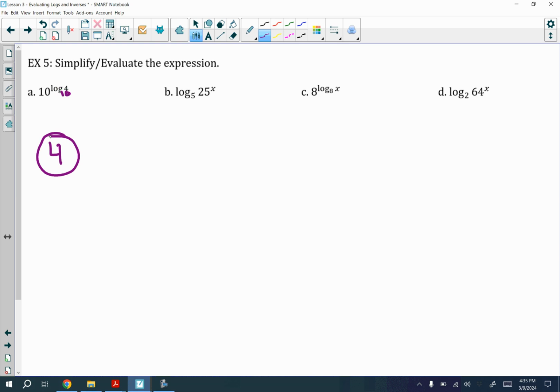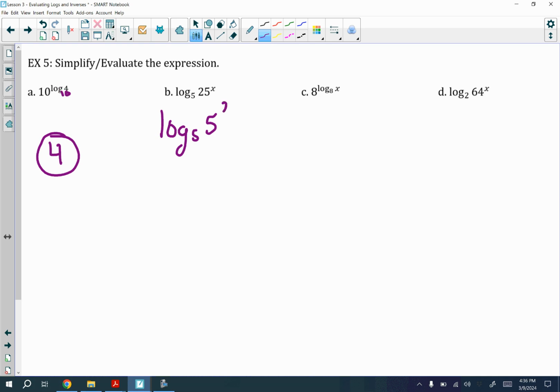Okay, let's get B. So we have log base 5 of 25 to the x. Now notice, the base of the log is 5, but the base of the exponential is 25. They're not the same, so we can't cancel. What we're going to do is use some algebra to manipulate this expression, so we can cancel, by making the base of the exponential the same as the log. Now, I can't just magically change 25 into 5, okay? So we have to think, how can I change 25 into 5 but still make it equivalent?